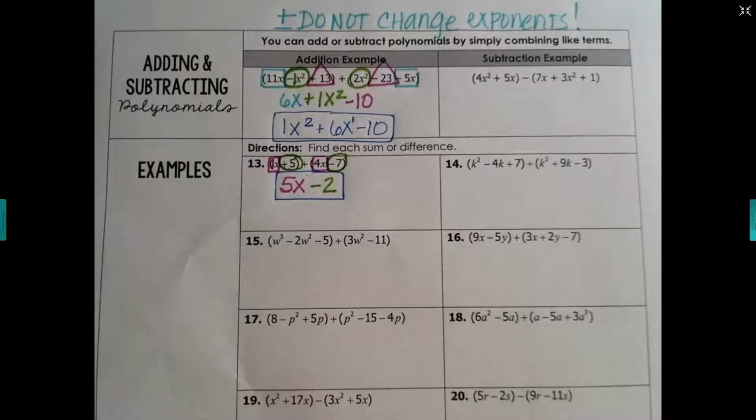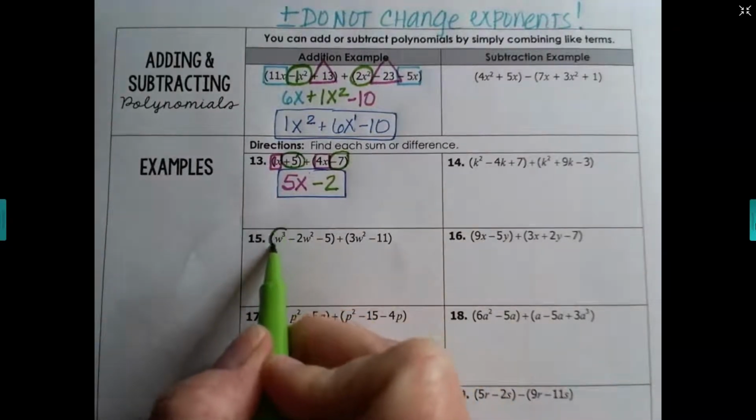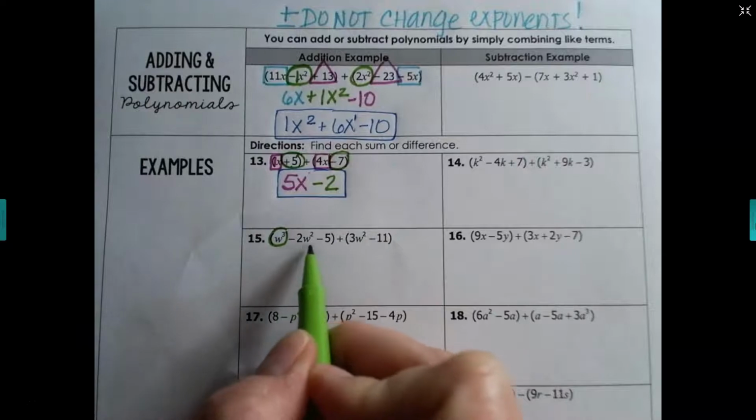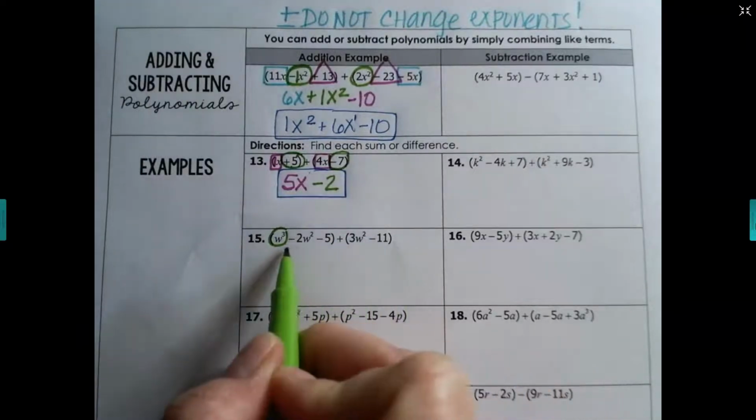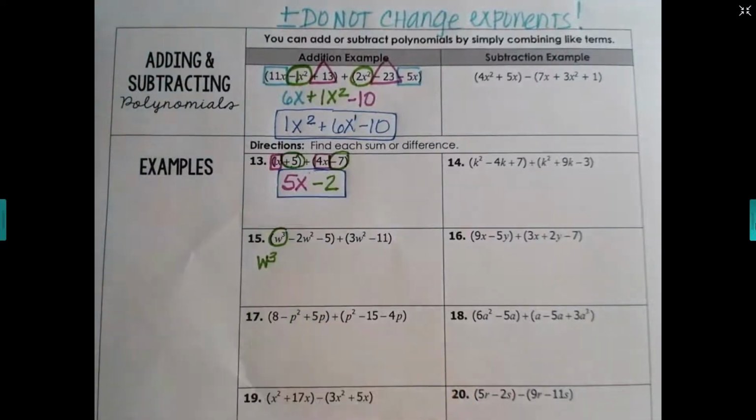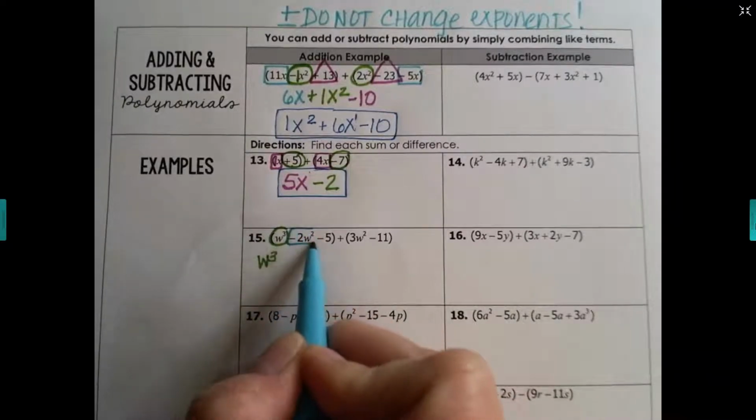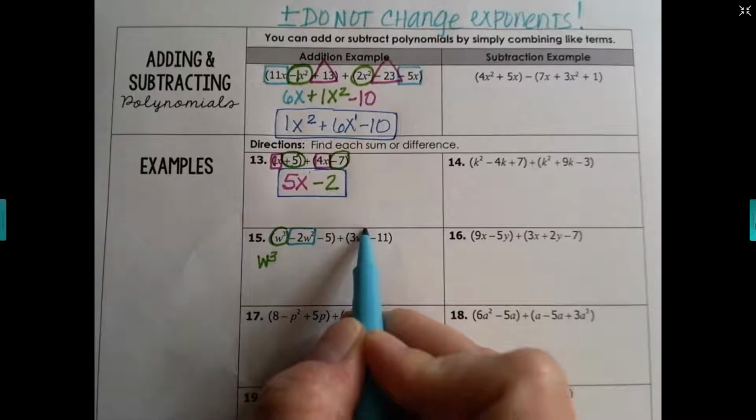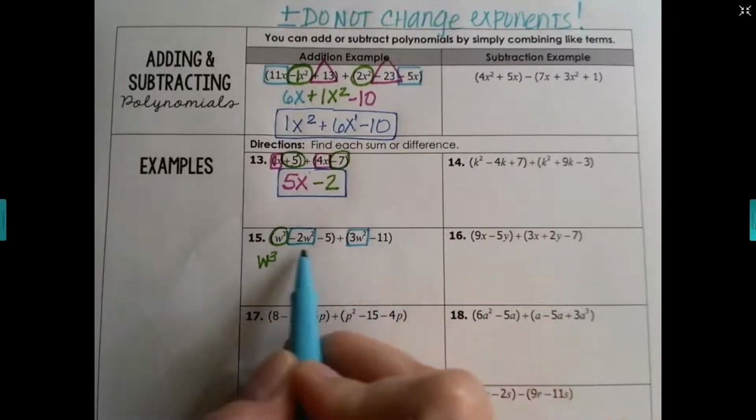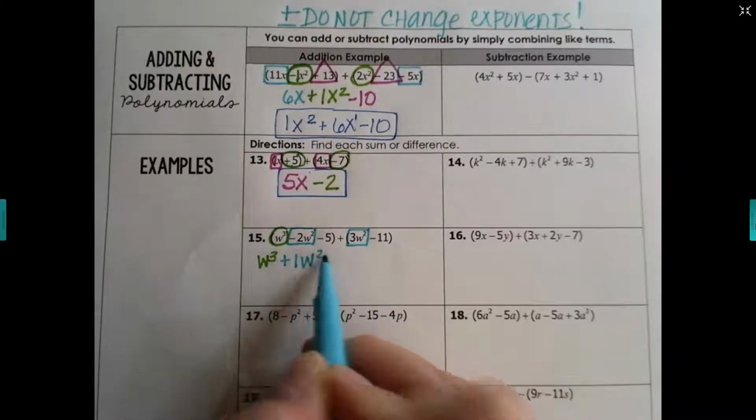Let's try 15 right below this. Let's see, we start here. I always just start with what's right up front. We have a w cubed. I'm going to look through, are there any other w cubes? There are not. There's nothing to combine it with. That means it's just going to come down just the way it is. The next term is a squared term. Look all the way through for more squared terms. Those are the only two. So I have negative 2w squared plus 3w squared equals 1w squared.